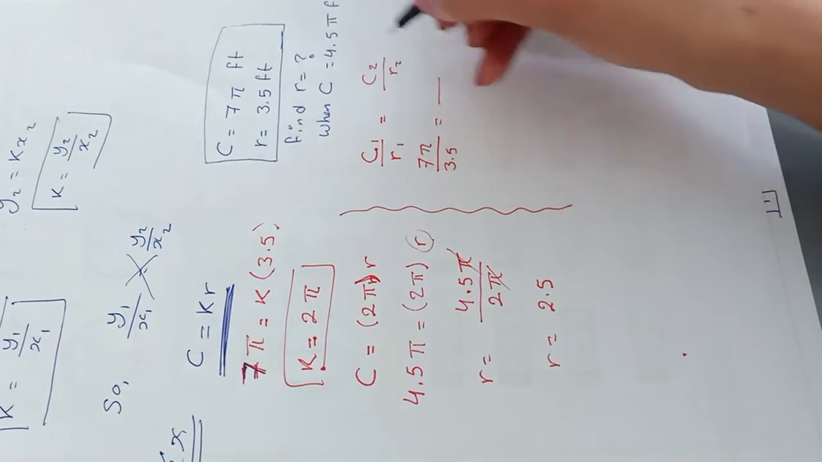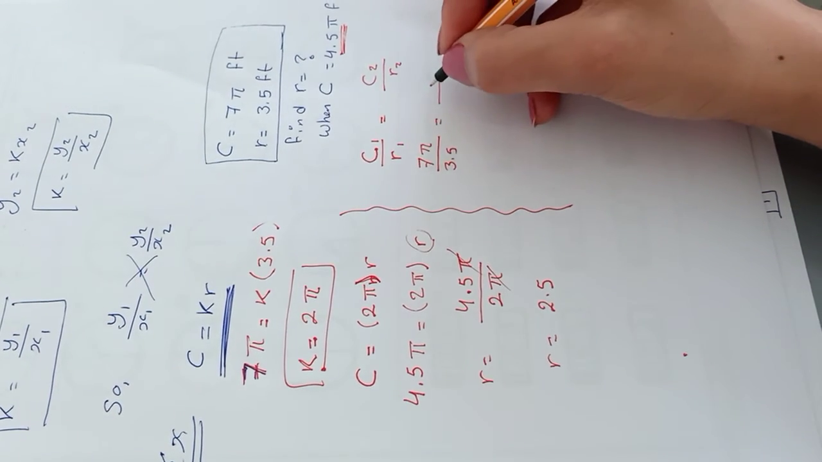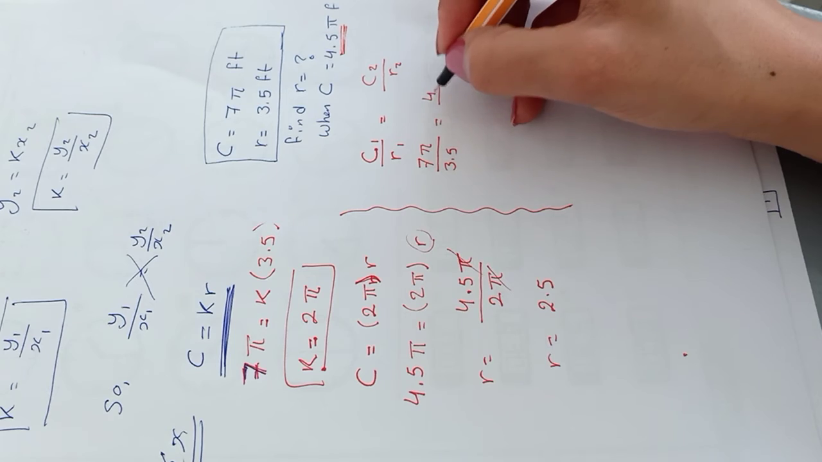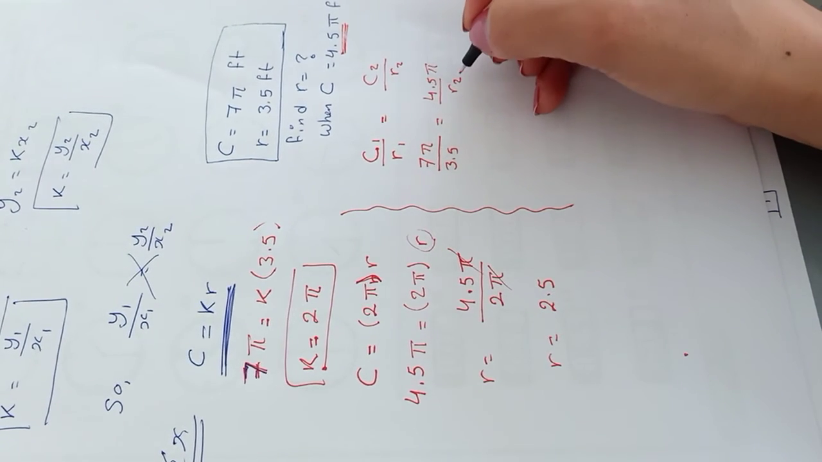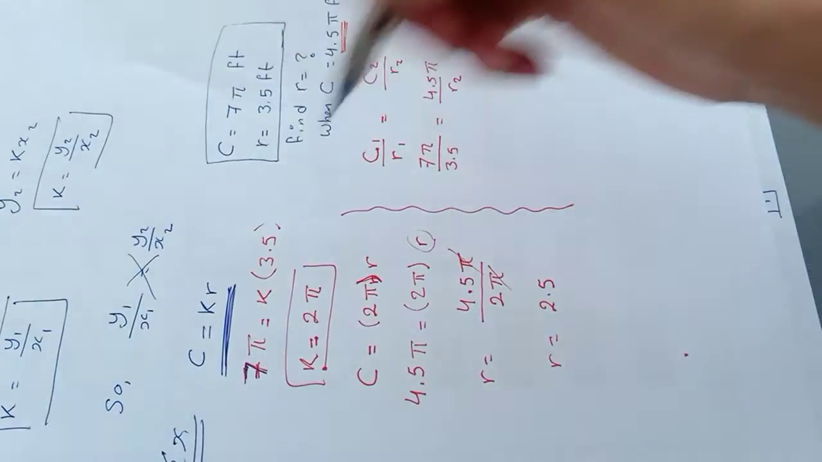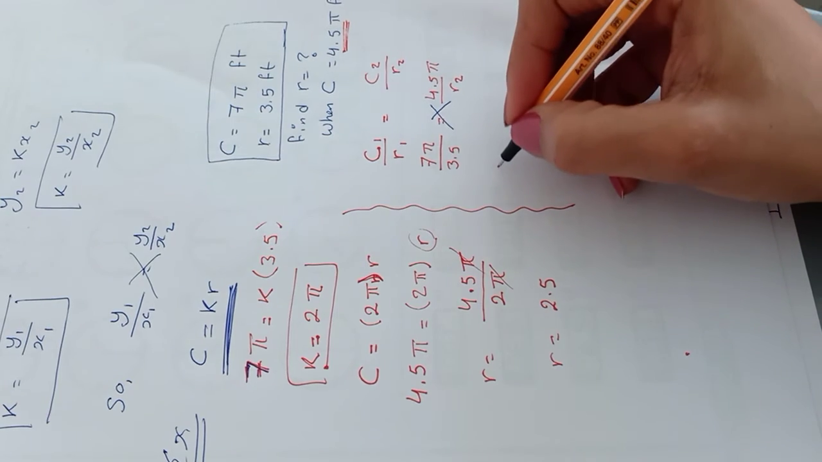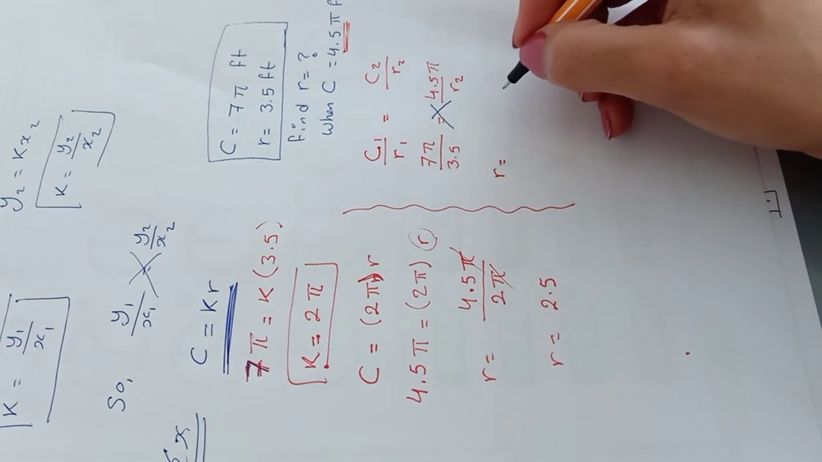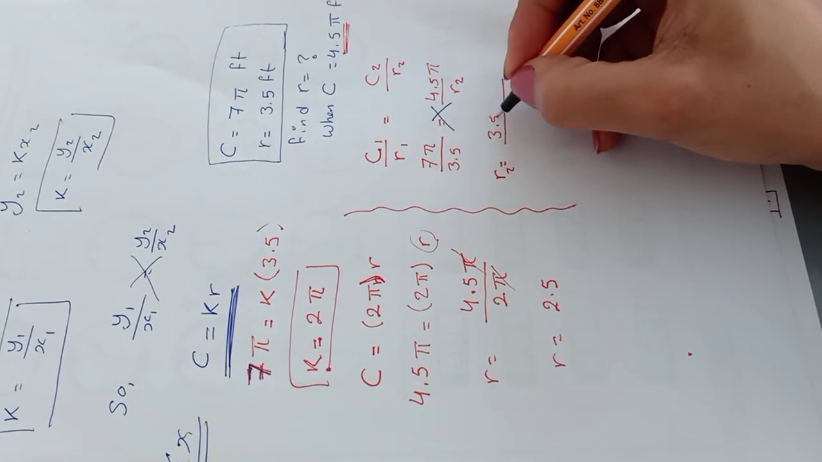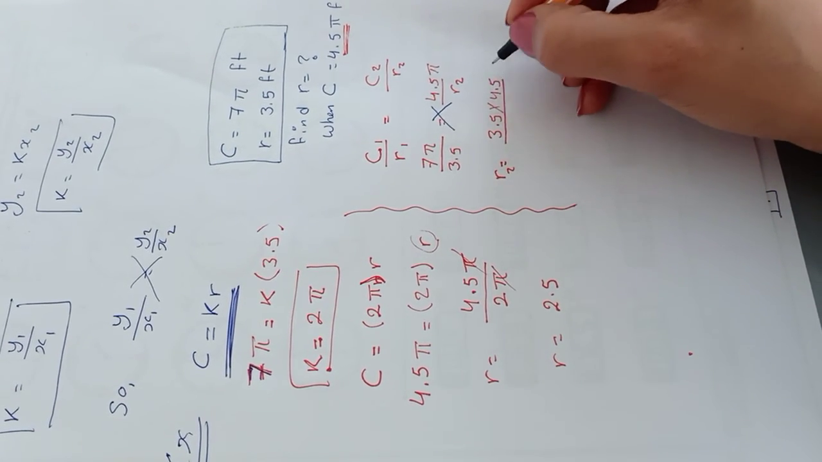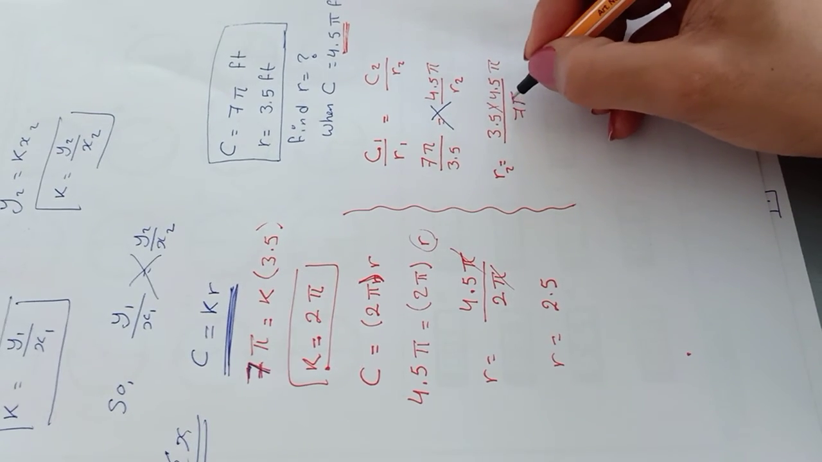This is equal to C2, meaning the second value for the circumference, which equals 4.5 pi over R2. I don't know the value of R here, okay? So let's start to use the cross multiplication. Okay, so R2 equals 3.5 times 4.5 pi over 7 pi.